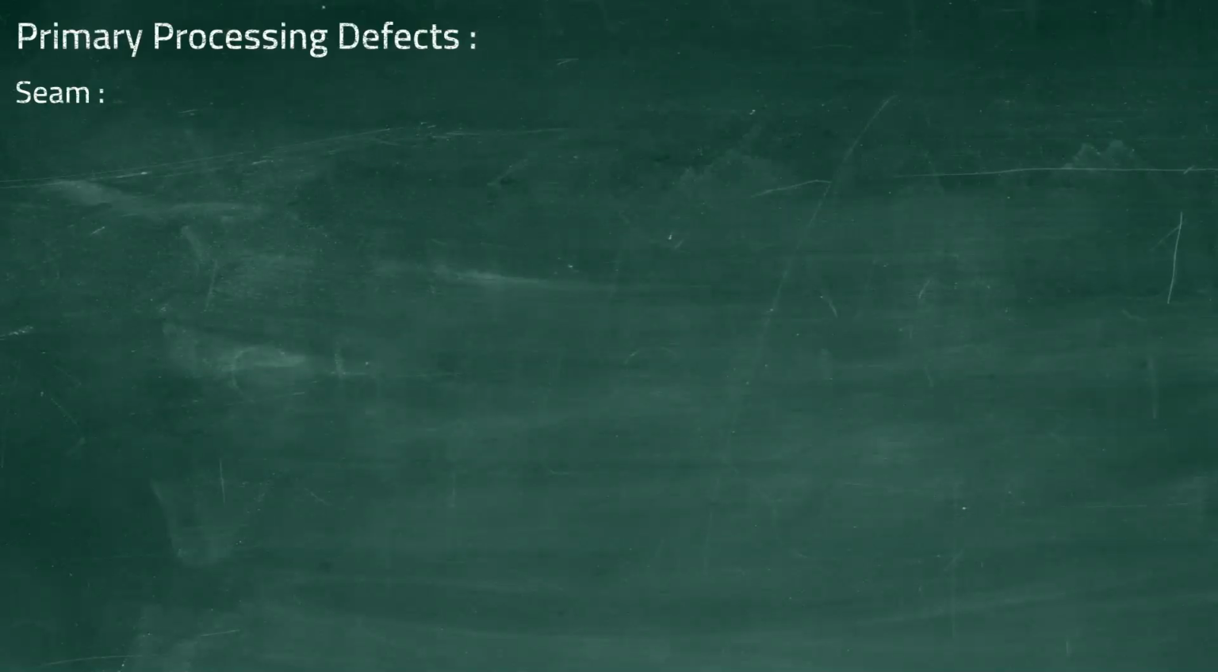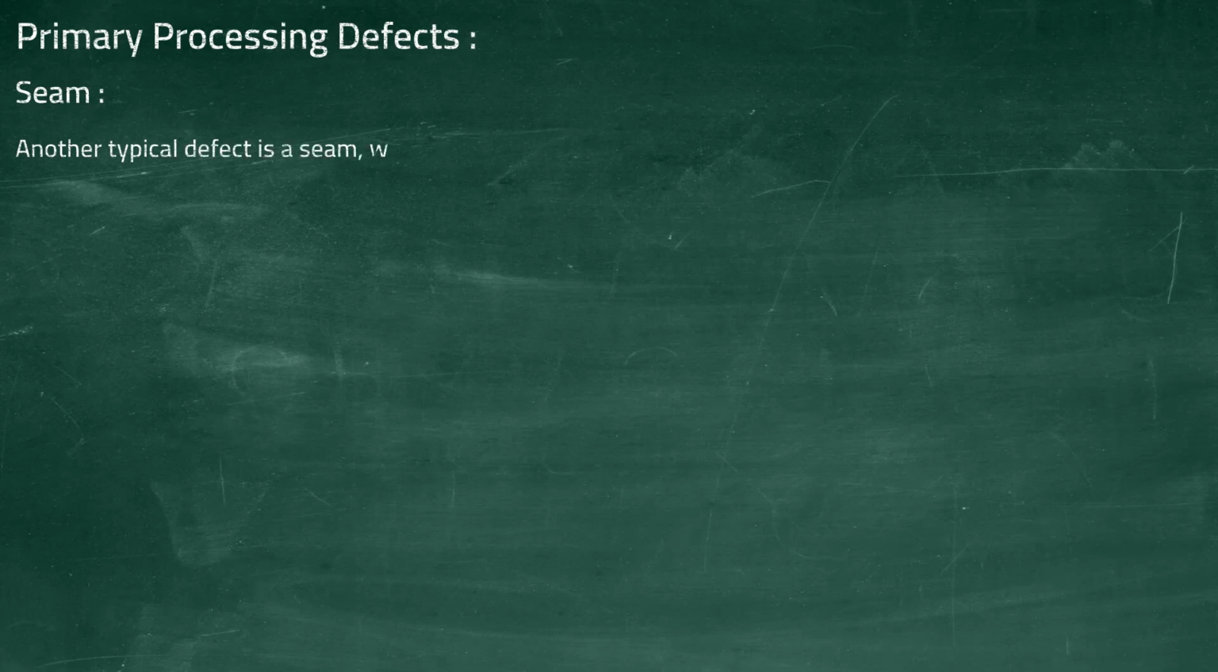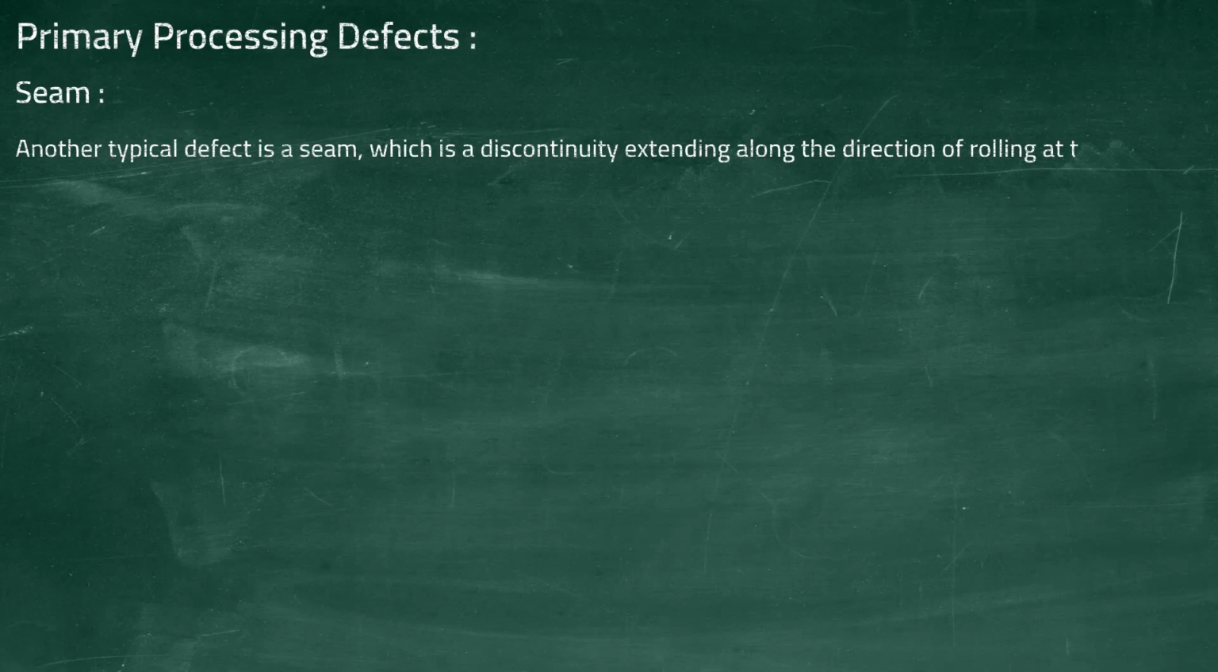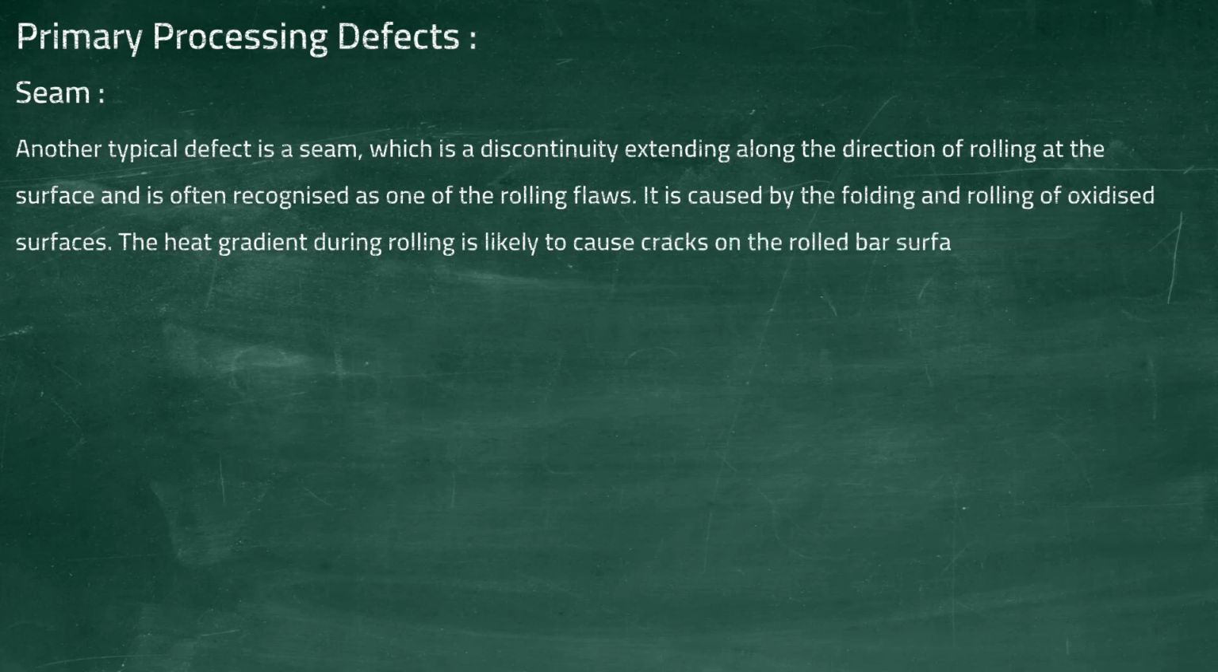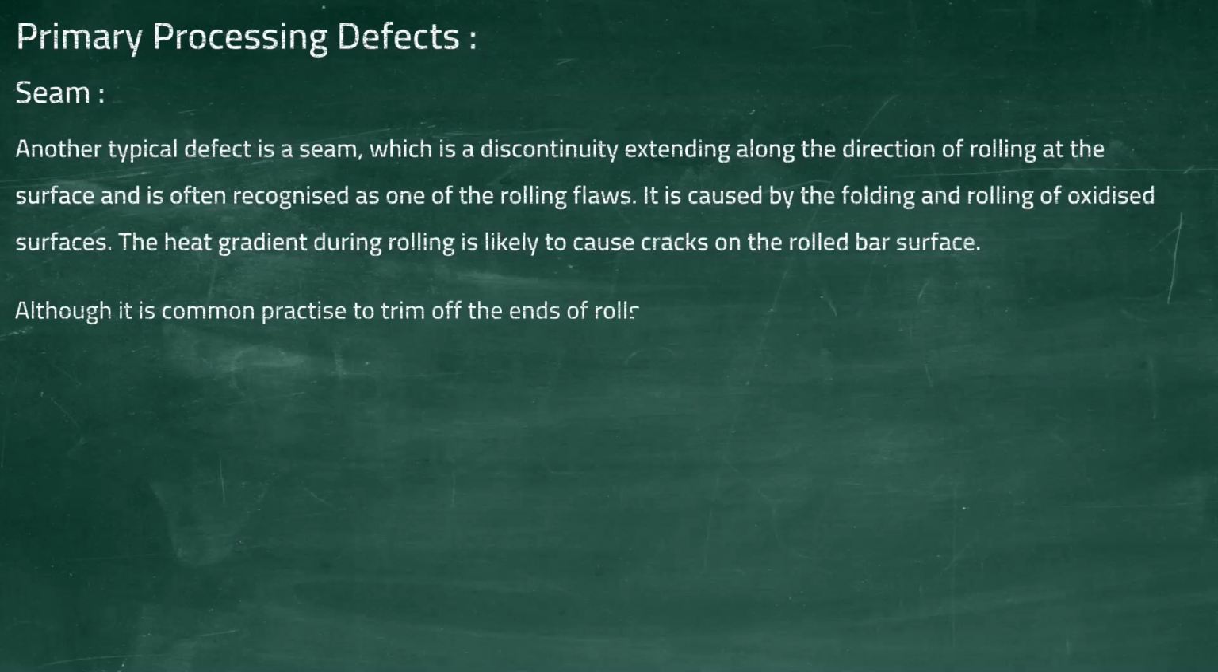Seam. Another typical defect is a seam, which is a discontinuity extending along the direction of rolling at the surface and is often recognized as one of the rolling flaws. It is caused by the folding and rolling of oxidized surfaces. The heat gradient during rolling is likely to cause cracks on the rolled bar surface. Although it is common practice to trim off the ends of rolls that are prone to cracking, residual cracks may remain in the cut ends.